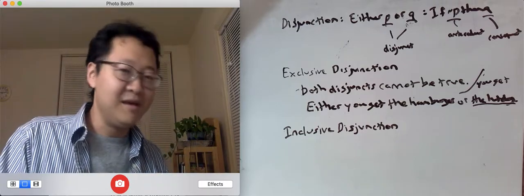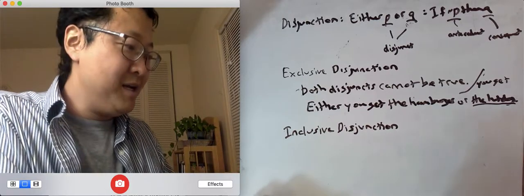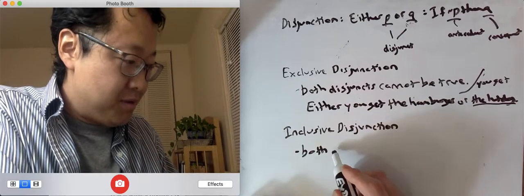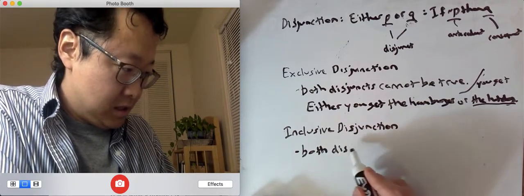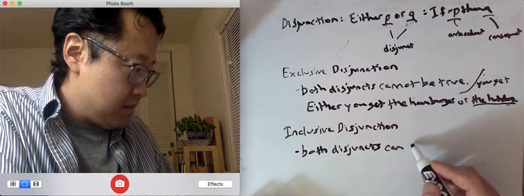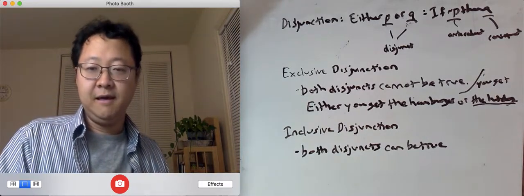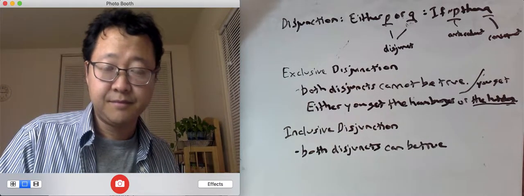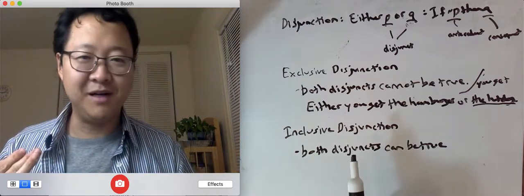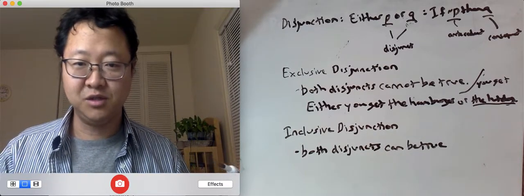All right. Now, an inclusive disjunction is different. For an inclusive disjunction, we mean for it to be interpreted so that both disjuncts can be true. Now, in what case might we interpret an inclusive disjunction as both disjuncts possibly being true?